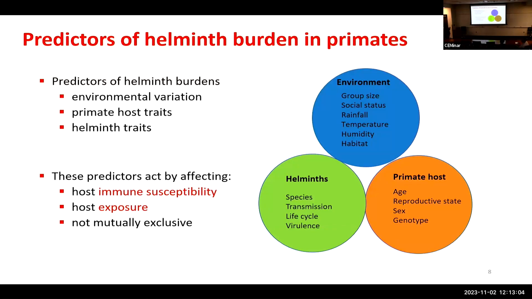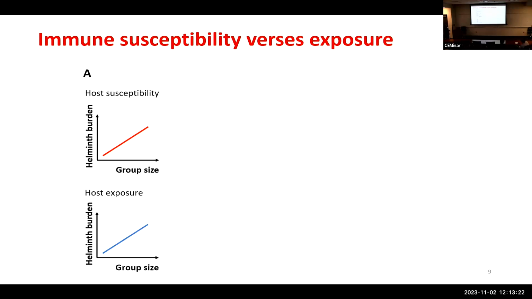So again, let's keep in mind that these predictors will still work the same way. It's either immune susceptibility or host exposure, and they are not mutually exclusive. I'll give a few examples of hypotheses or predictions. If you pick group size and look at host susceptibility, the assumption is the more individuals in a group, the more they'll fight for resources, and so they will not get what is optimal. They will get the bare minimum. But if a group is smaller, everyone is likely to get an equal amount of resources, and no one is fighting; the dominant individuals will not get more than the others. Everyone has a way to get food.